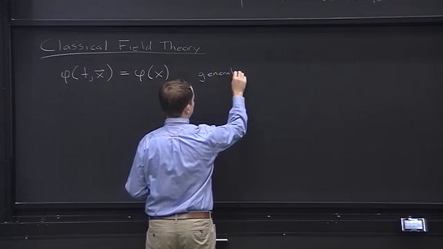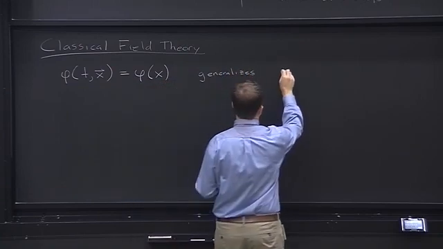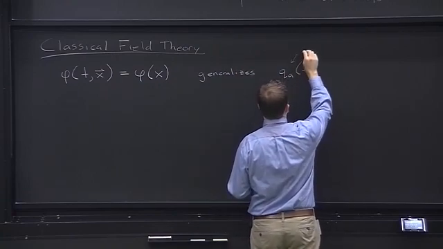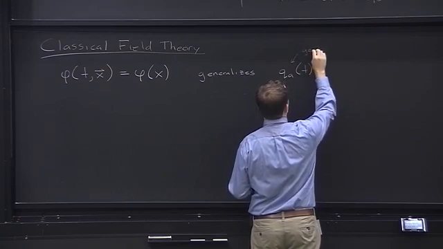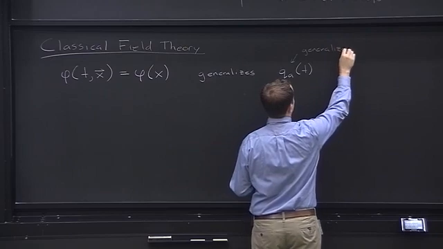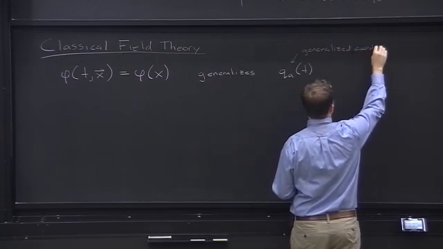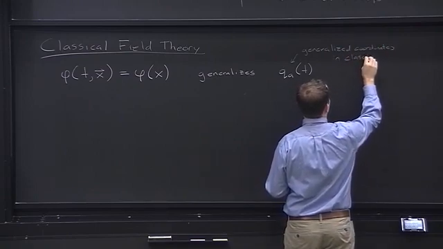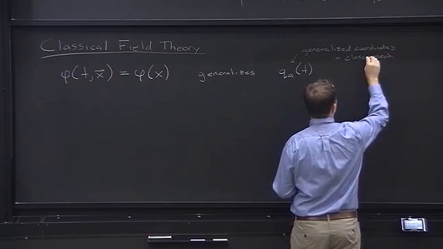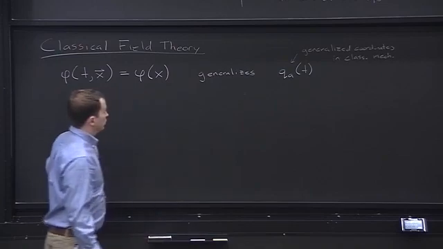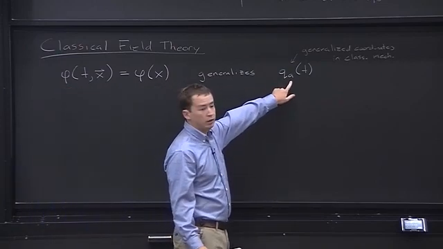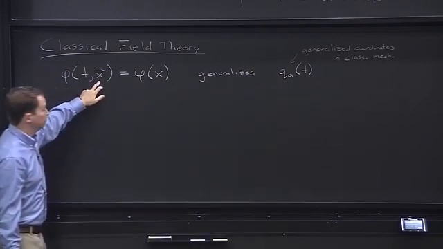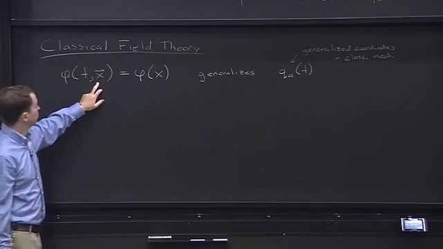And so we can think of a field as a generalization of a collection of generalized coordinates in classical particle mechanics. Here A is a label that runs over however many coordinates we have. And we can think of x here as just a continuous label.